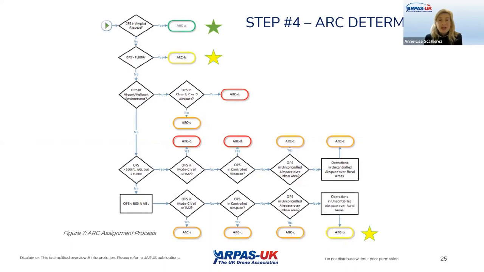I'll just mention ARC A. You see the green star. ARC A is atypical airspace. And then going up, ARC B in yellow, meaning you either fly above 60,000 feet, or you fly, you see at the bottom right, you fly below 500 feet in uncontrolled airspace over rural areas.